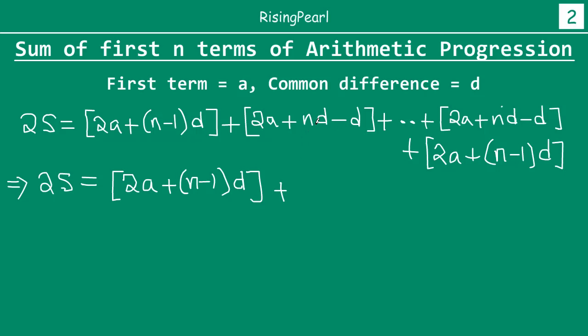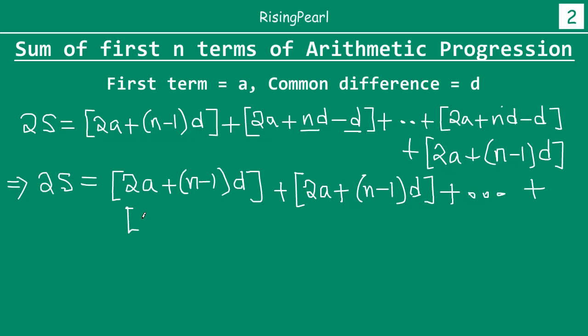plus the second term, we can take d common from between this and this. So we will have 2a plus, if we take d common, we will be left with n minus 1 times d, right? If you look at it, 2a plus, if you take d common, you will have n minus 1. So it will be n minus 1 times d. So plus dot dot dot plus, now if you look at second from the last, which is the same as this, so even that can be written as 2a plus n minus 1 times d, plus, and the very last term is 2a plus n minus 1 times d.